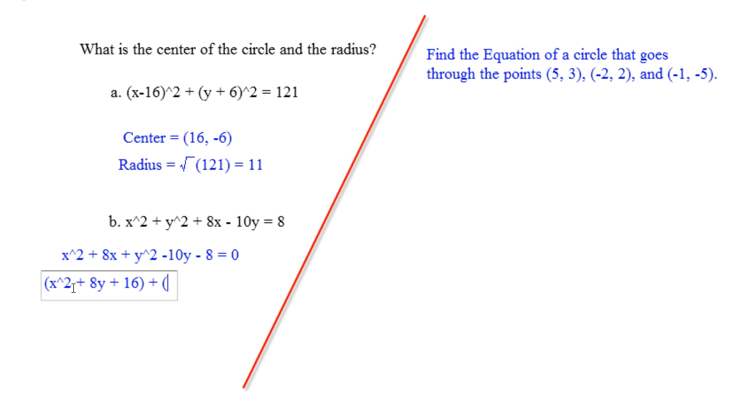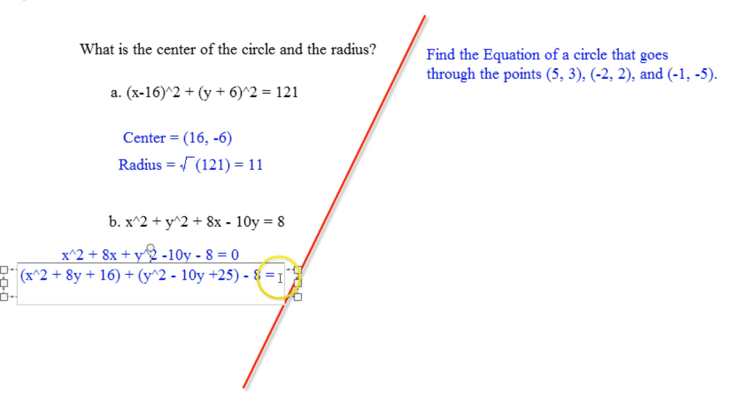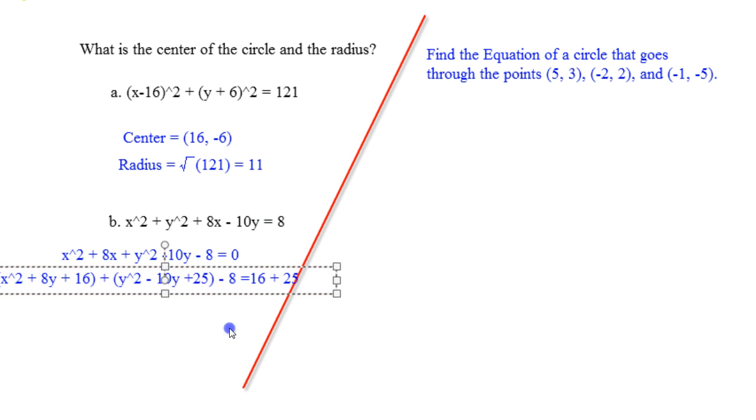Then the next one's going to be y squared minus 10y. Half of negative 10 is negative 5. Square that. That is positive 25. Now if you notice, I'm leaving the 8 alone on the other side of the equation, since I'm such a gentleman. I'm going to write the other parts, because if you remember, if we add these two random numbers of 16 and 25 to one side, we must add it to the other side. So this is going to be 16 plus 25 over here.